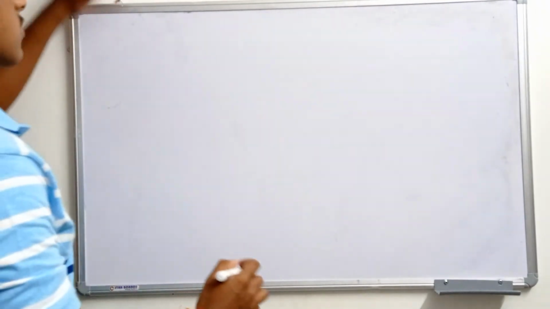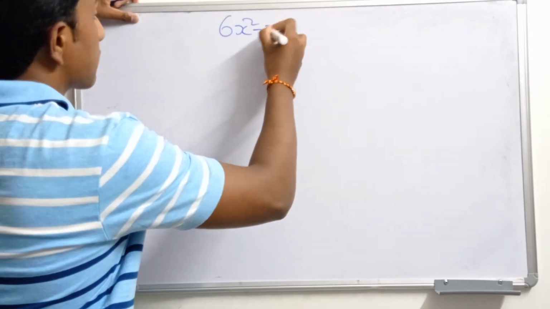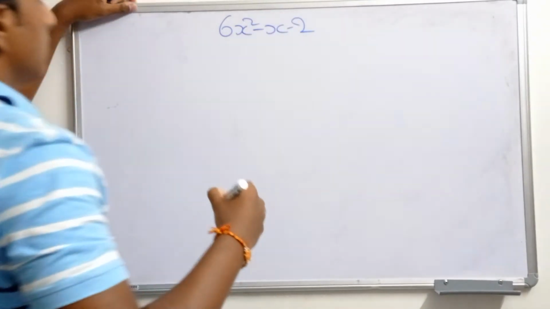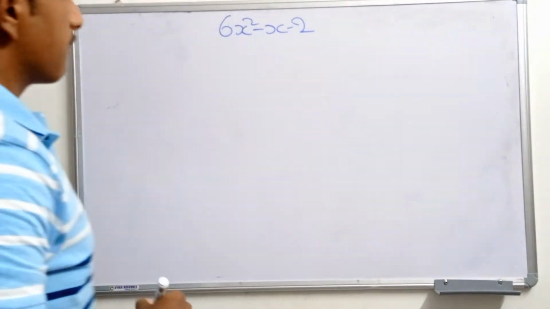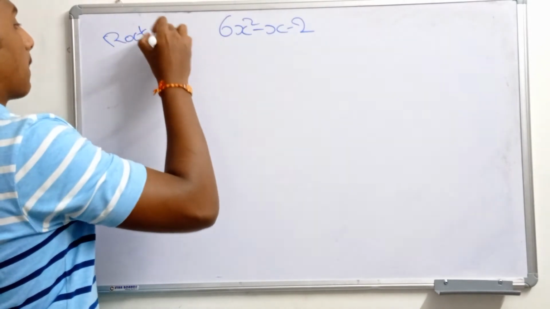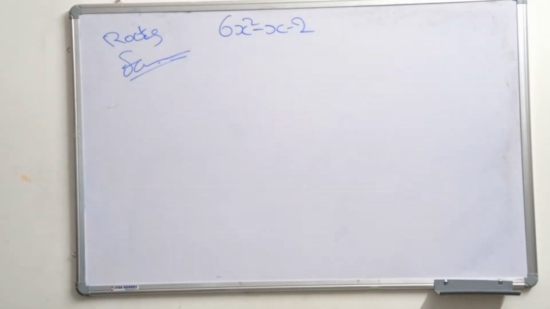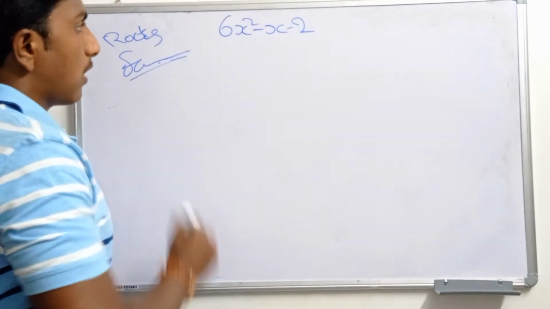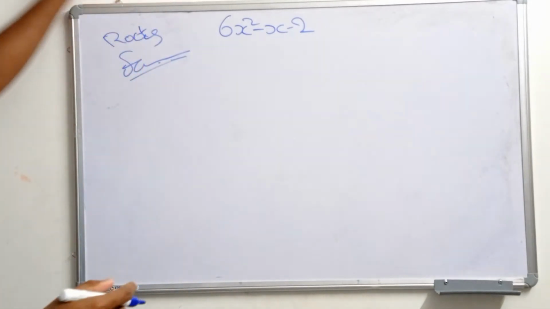6x² − x − 2 is the given question. Find the roots by using the factorization method. 6x² − x − 2 = 0 is the given equation, guys. You have to find the roots of the quadratic equation by the factorization method, guys.